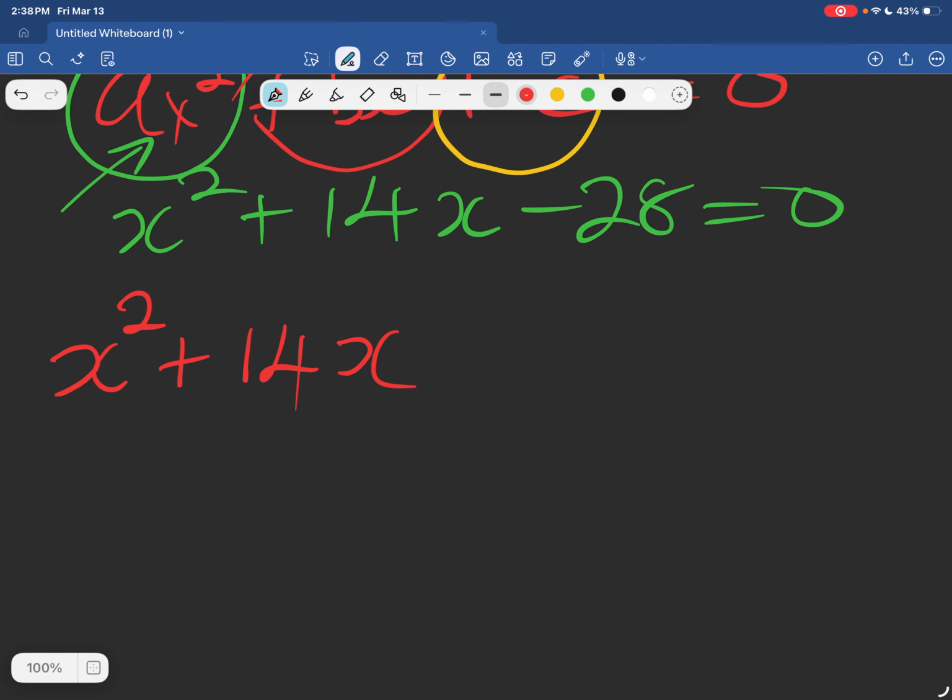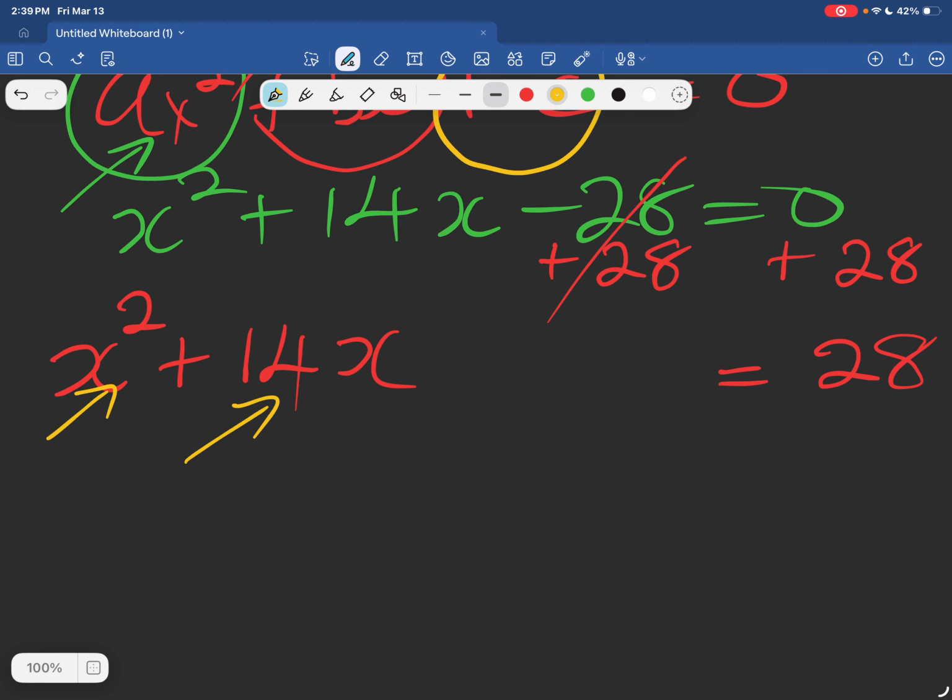And what we do is that we add 28 to both sides. See? That is how we are going to have something on the right side of the equal sign. So we add 28 to both sides, and we end up with x squared plus 14x equals 28. That's our first move. We collect everything with x on one side, and we place the constant on the other side. Of course, we obey the rules of reverse operations to get this done.